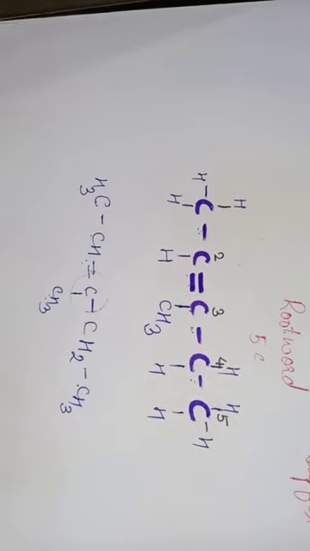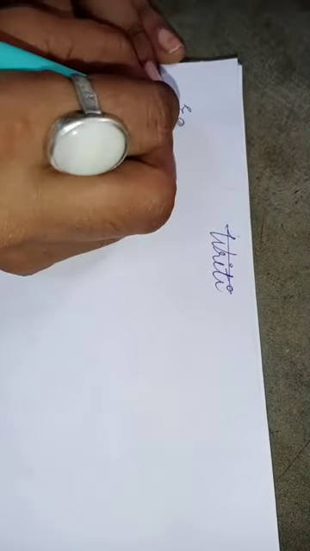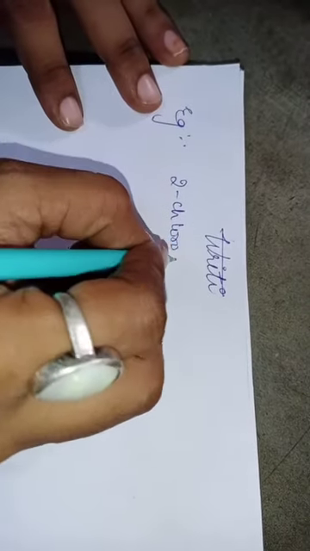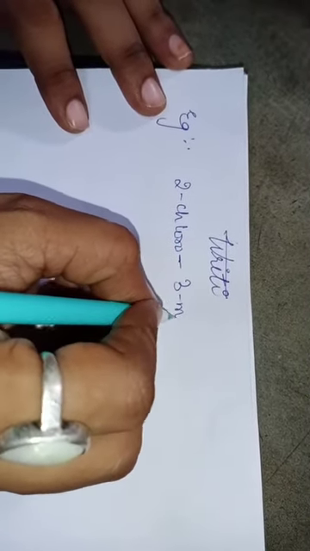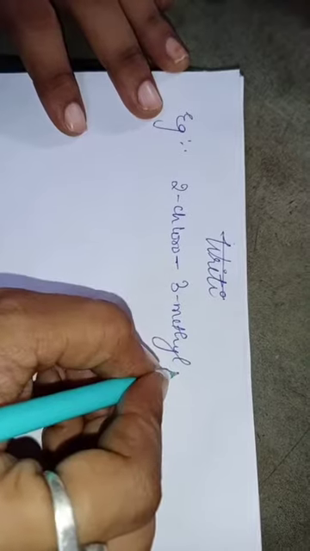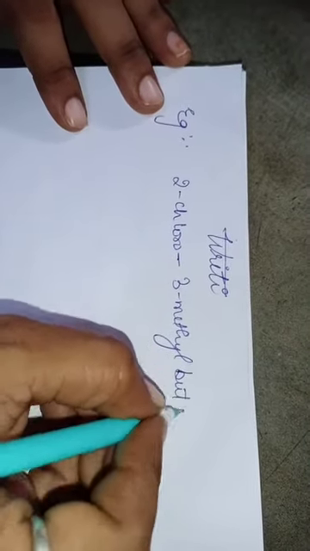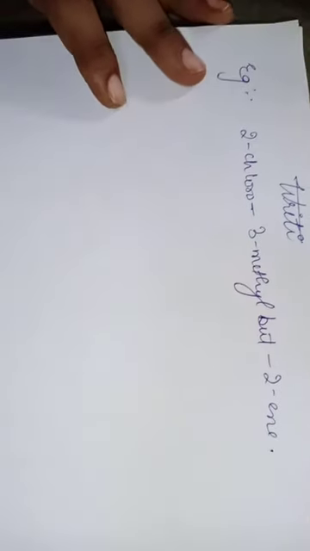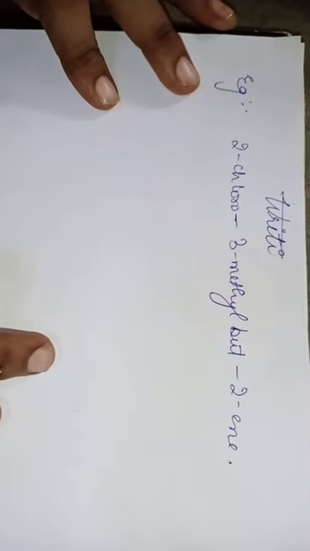Now let us see some other examples, children. Say for example, next example, I am having 2-chloro, 3-methyl, but-2-ene. Okay, this is the name of the compound. Now I have to draw the structure from this compound.